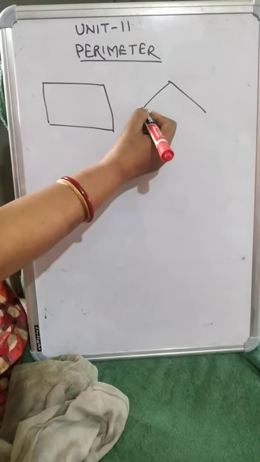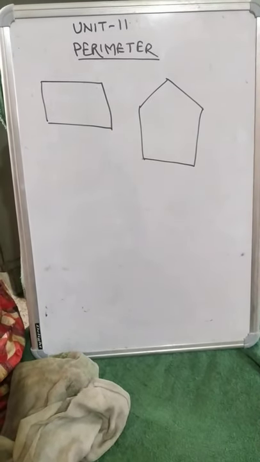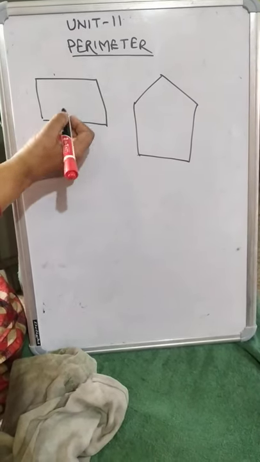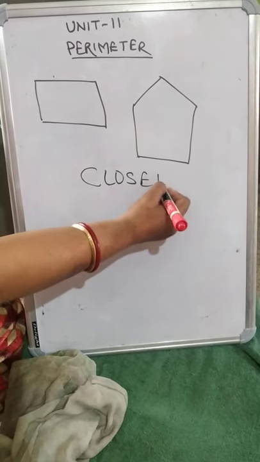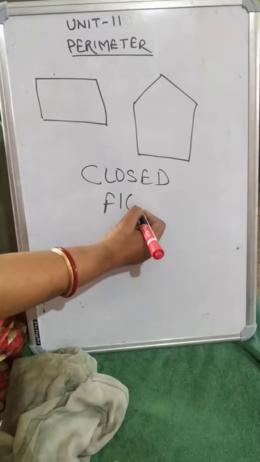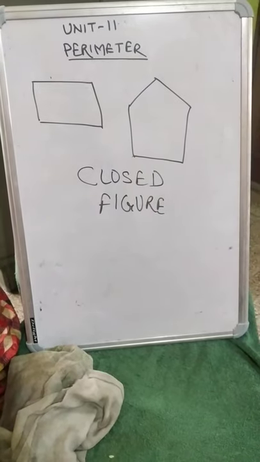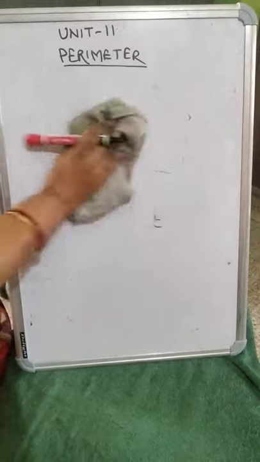Like this. So these are the closed figures which are made up of line segments. These are closed figures. These closed figures are made up of line segments. Now let us discuss worksheet number 1.